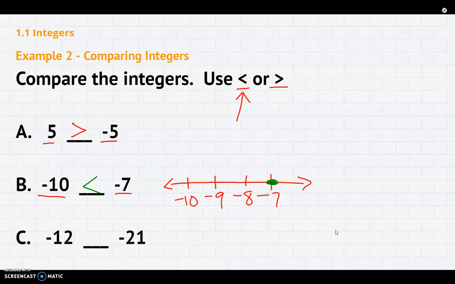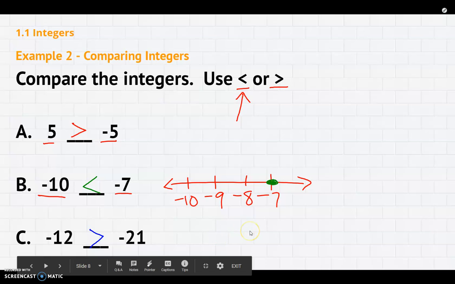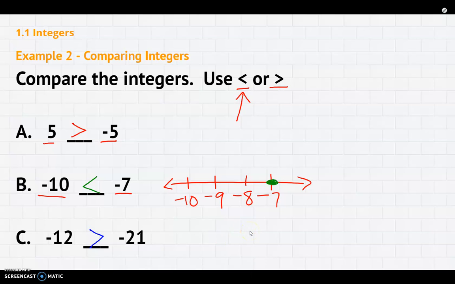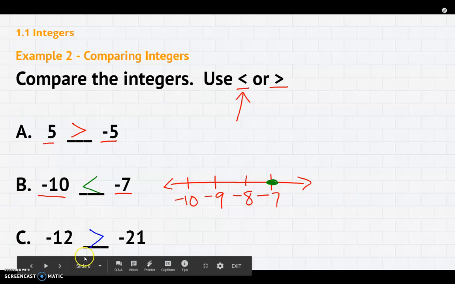The same holds true for C. How does -12 compare to -21? Well, -12 is further to the right on a number line, or closer to 0, than -21 is. So we should draw our alligator mouth eating -12. So -12 is greater than -21, which is a little counterintuitive because you would think 21 is bigger than 12. But when we're working with negative numbers, it's really the opposite.